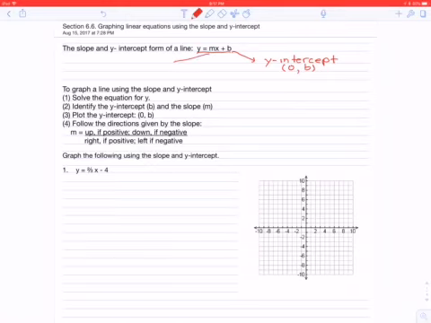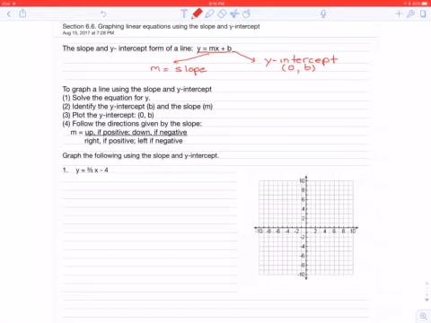The m is the slope of the line. It tells you from one point to the next how many units the line goes up or down, for each of the number of units it goes right or left.